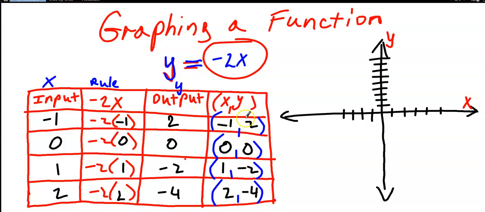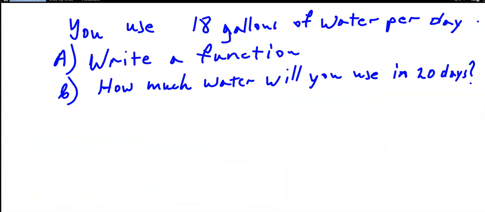The last thing you have to do is plot these points on the graph. -1, 2. Let's do a different color. That's blue, much better to see. 0, 0 would be the origin. 1, -2: 1 and then down 2 would be down here. And 2 over and down 4 would be down here. This one looks like it's going to be a linear function as well if you were to connect the points.